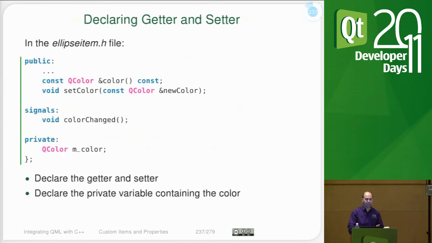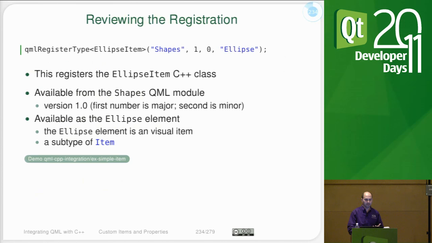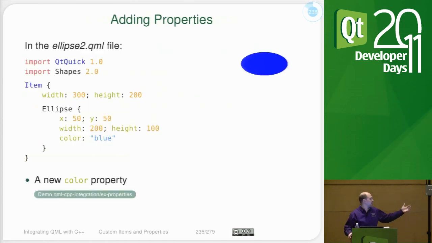Now all of this code basically equates to the color property in QML. And likewise, since it's a real property, there's an onColorChanged signal handler that you could implement.